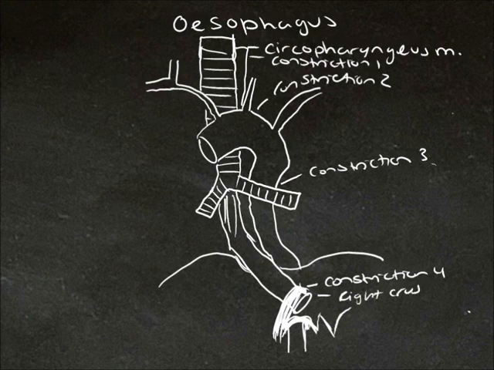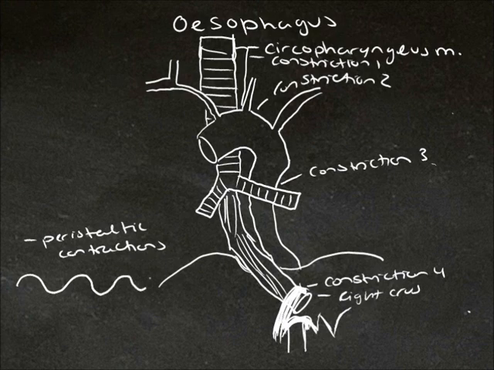The streaky muscles of the esophagus help with peristaltic contractions. And this is the way in which the bolus moves down the esophagus. And peristaltic contractions are wave-like contractions. And this is where one part of the muscle is relaxed, yet another part is contracted. And this enables the bolus to move down the esophagus.